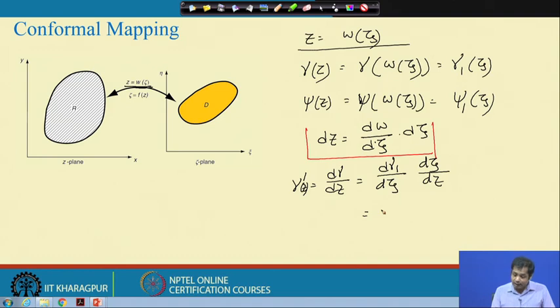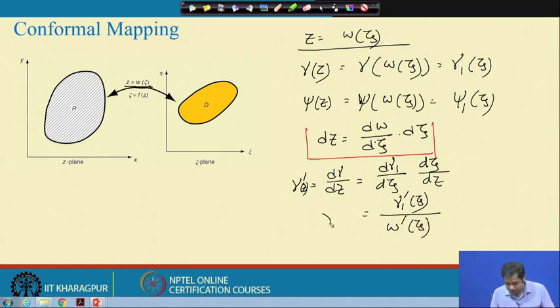Now, d gamma 1 d zeta, let us write it as gamma 1 dash. So, gamma 1 dash is the derivative of gamma 1 with respect to zeta. Now, what is d zeta dz? From this expression, d zeta dz is essentially one over W dash.